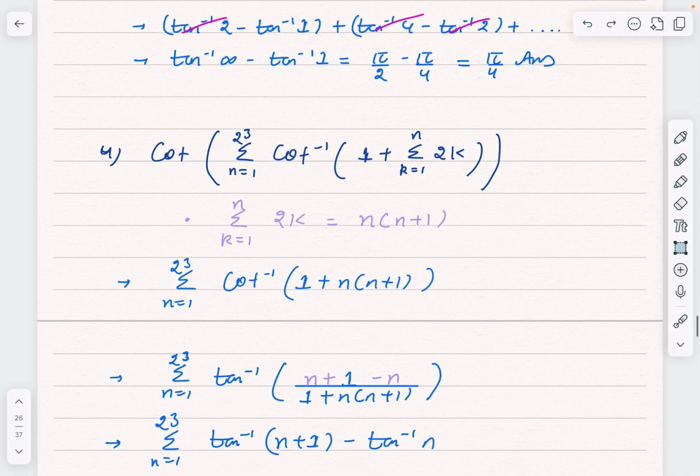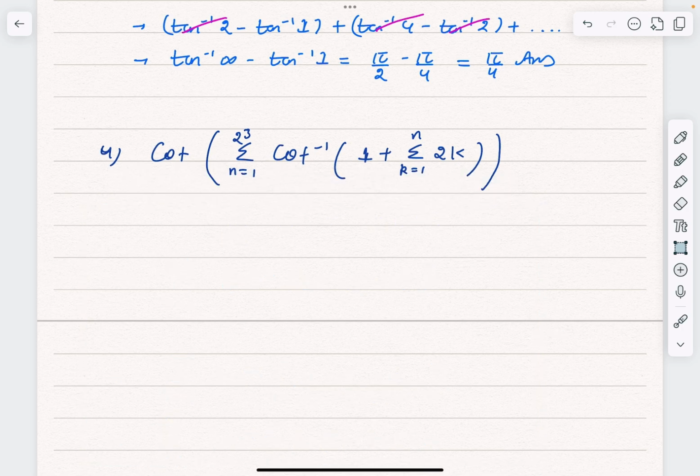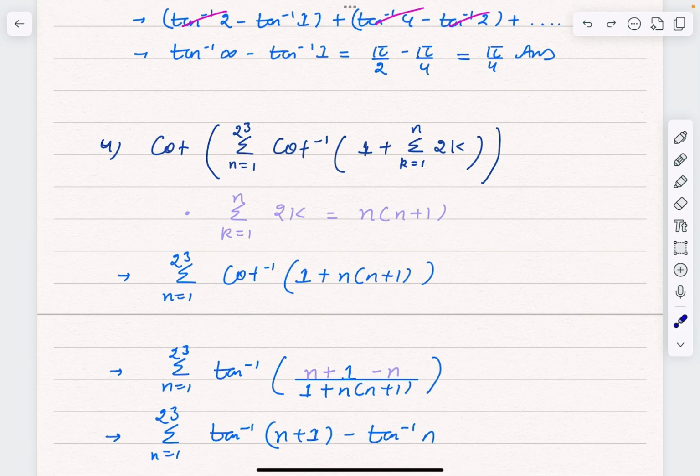This is a previous year JEE Advanced problem. They're asking cot of summation n equals 1 to 23, cot inverse of 1 plus summation k equals 1 to n of 2k. Okay, this is a good problem. Give it a try. Let's start discussion.